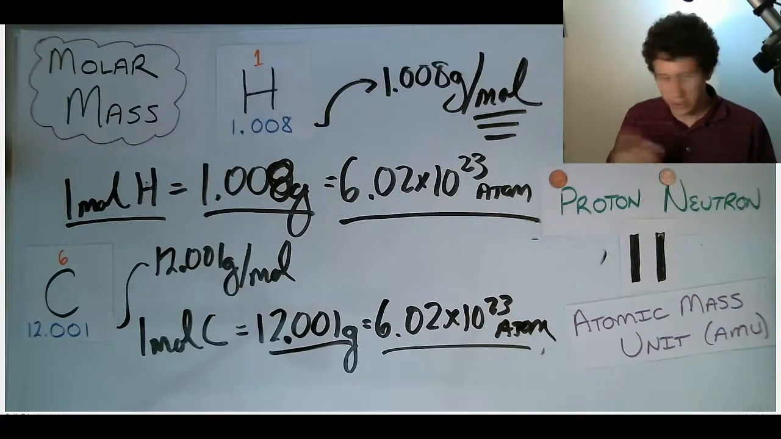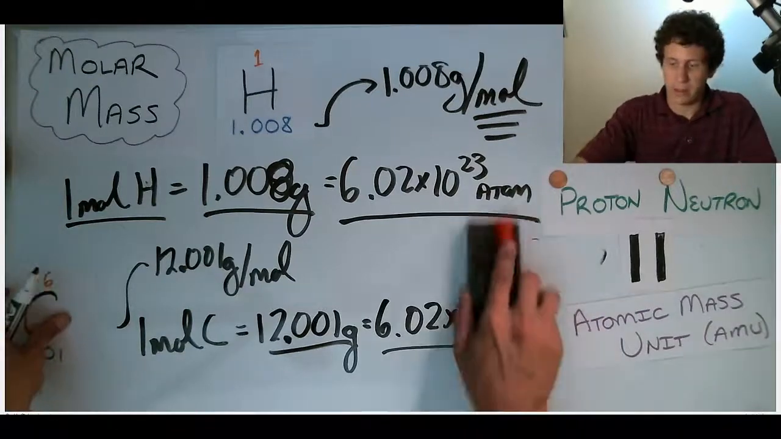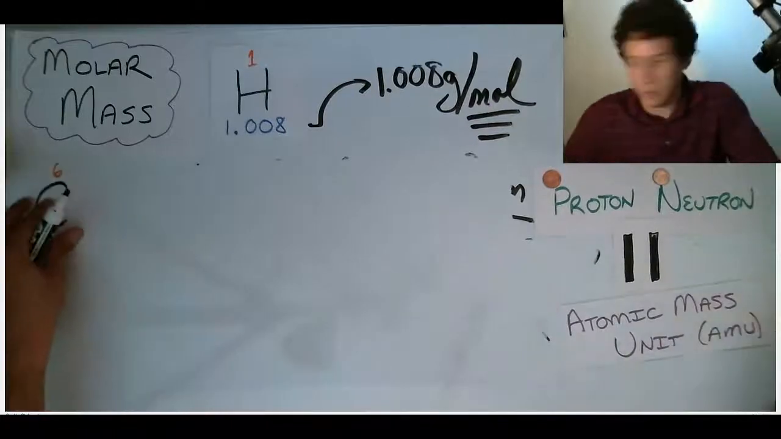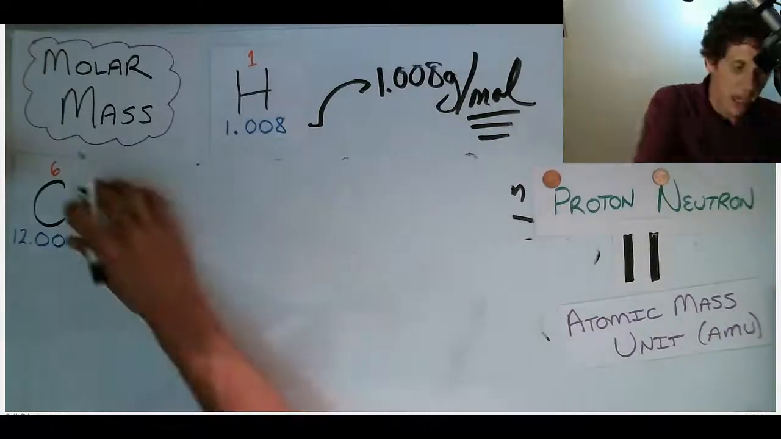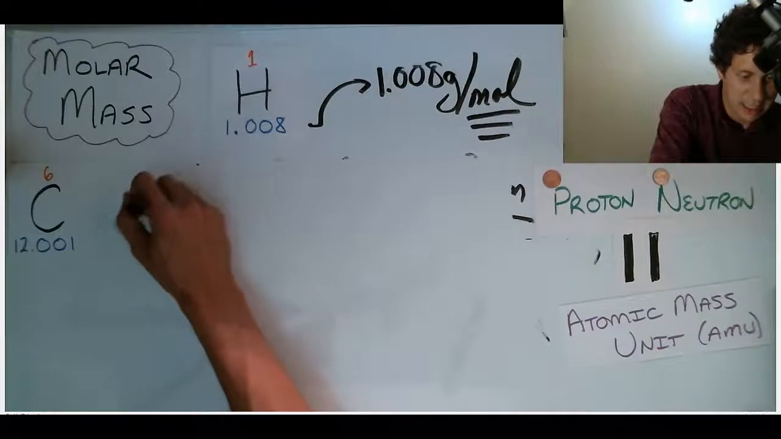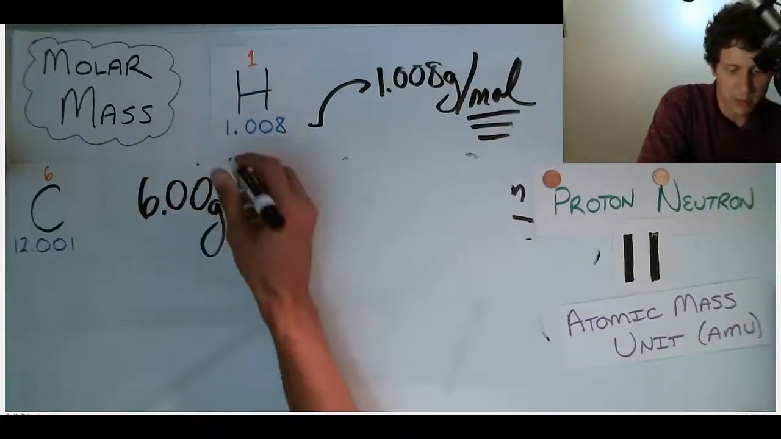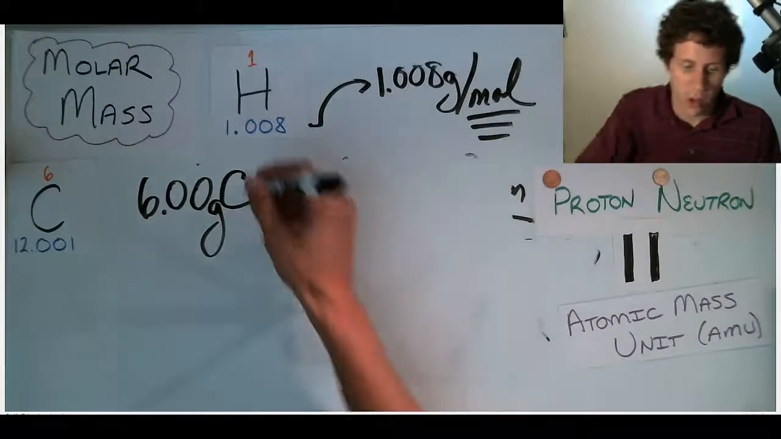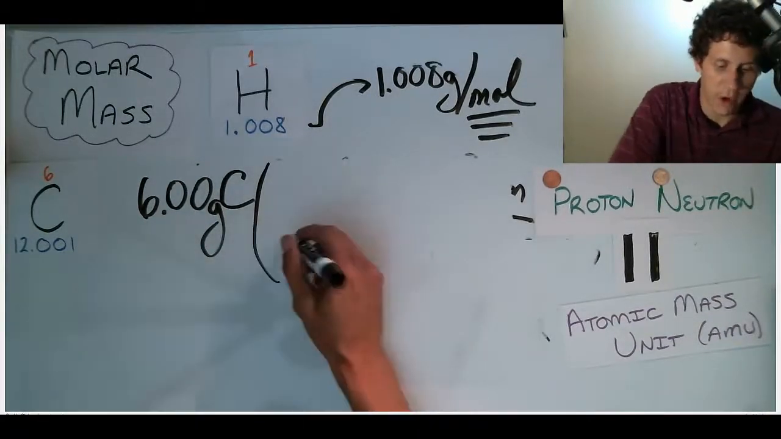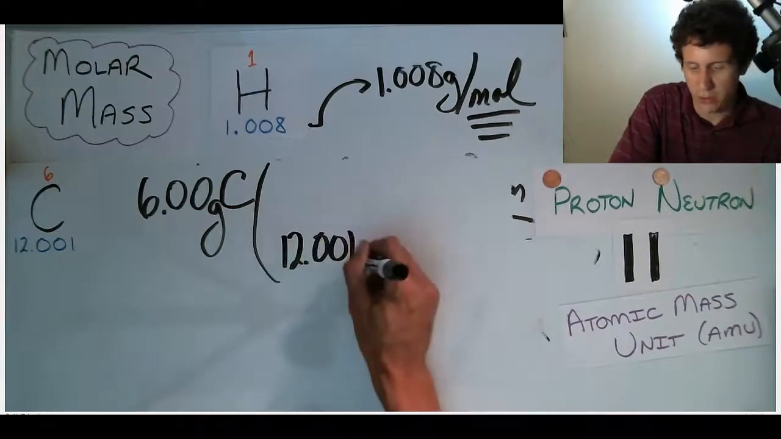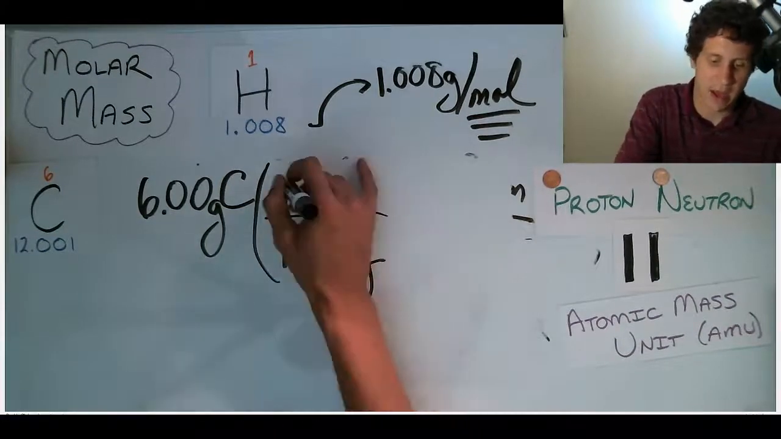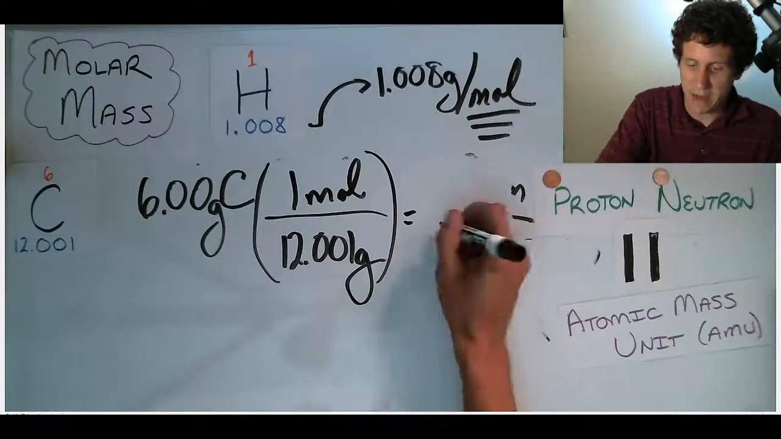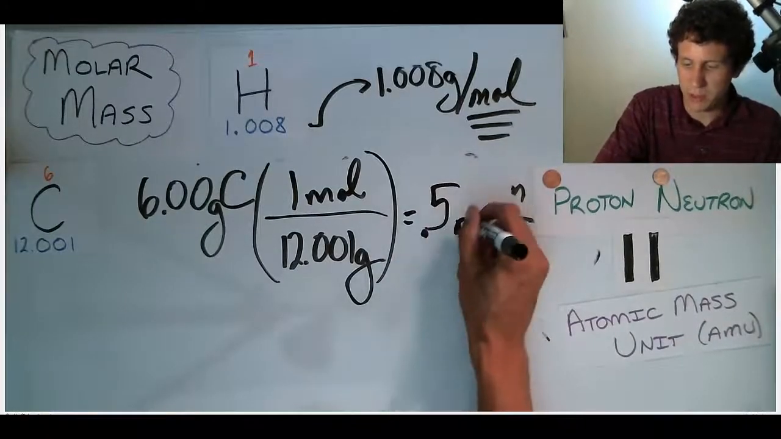So let's take a look. Let's do an example real quick just to make sure that we're following along with that idea. So I'm going to leave carbon up here so we have a reference. Imagine that I have 6.00 grams of carbon. How many atoms of carbon would I have? Well, I could simply set up a ratio knowing that for every 12.001 grams of carbon I have 1 mole of carbon. That's going to tell me that I have about 0.5 moles of carbon.